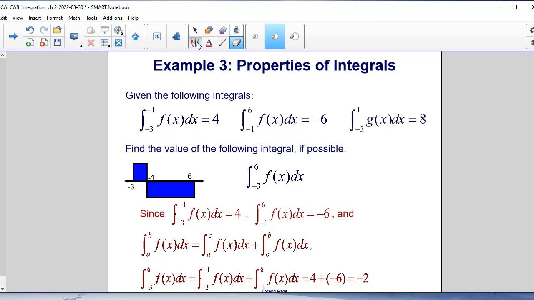So on the bottom, what we have is we're taking the integral from -3 to -1 of f of x dx, and that has a value of 4. Our second integral is from -1 to +6 of f of x dx. That has a value of -6. And adding those two together, we have a total of -2. So the answer to this integral is -2.